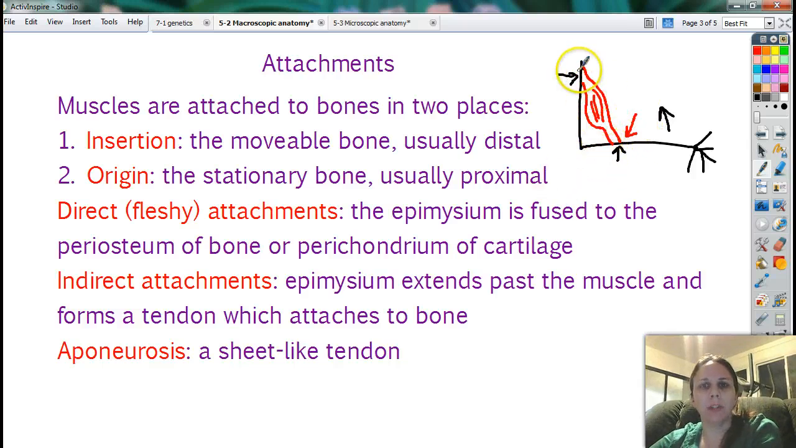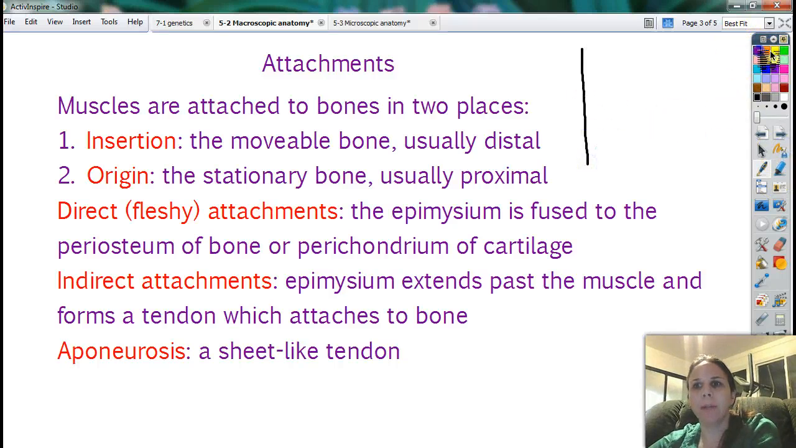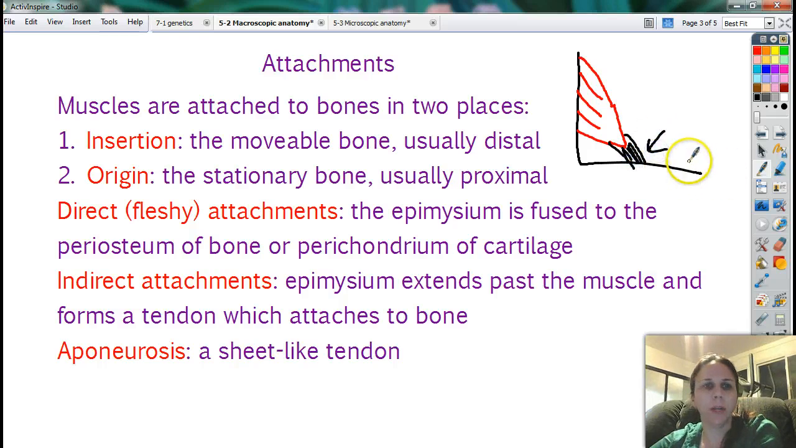Now, how the muscle attaches to the bone will determine what type of attachment it has. If the muscle is attached to the bone directly, we call that a direct attachment. If it's an indirect attachment, the muscle will be attached to the bone, but then it stops short of the other bone and turns into a tendon. We call that an indirect attachment because the muscle is indirectly attached to the bone.